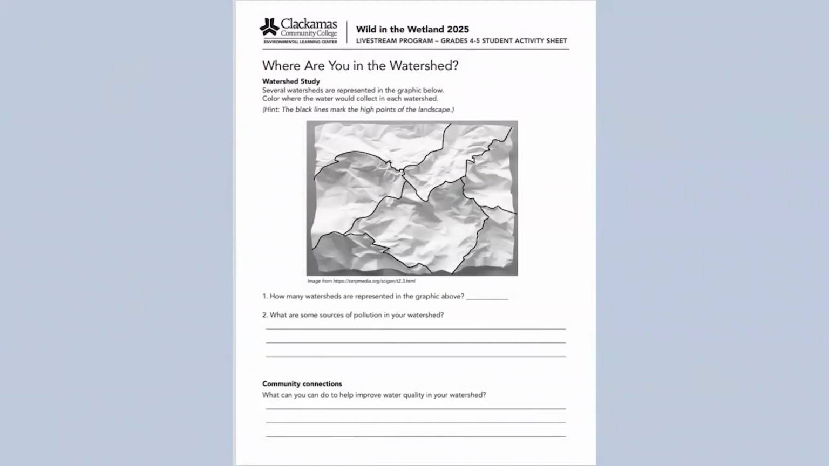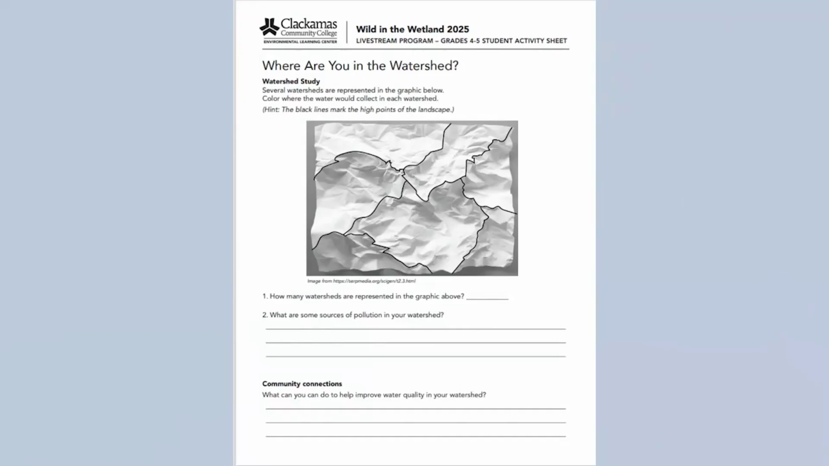This activity may seem a little abstract right now, but that's okay because we are going to do this together during this episode. So no worries if you don't start it right away. When we do, there are 2 questions below, and you'll put in how many watersheds are represented in the graphic above. And you'll also answer, what are some sources of pollution in your watershed? So we'll go through that activity together.